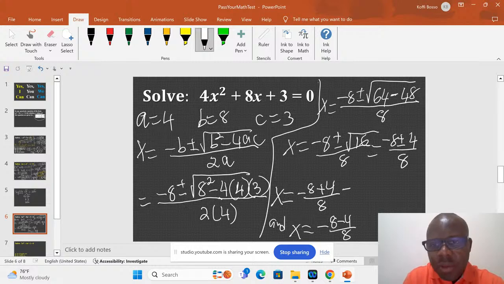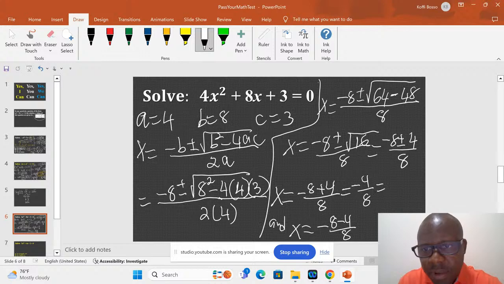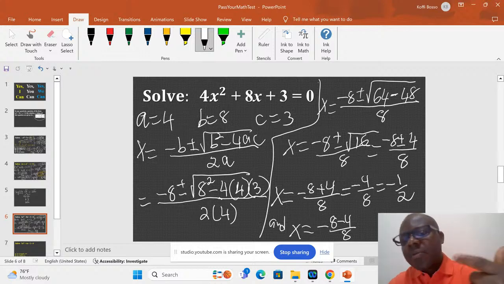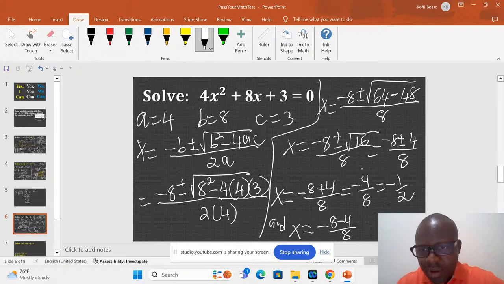The top one here, negative 8 plus 4 is negative 4, and negative 4 over 8 is the same as negative 1 over 2. Yes, you simplify negative 4 over 8. You cannot leave it like that. And the other one, negative 8 minus 4, gives you negative 12. And negative 12 over 8, again, you simplify this, and that gives you negative 3 over 4.